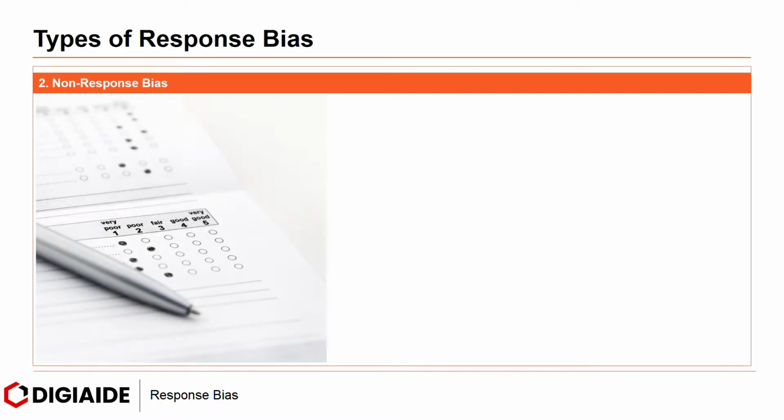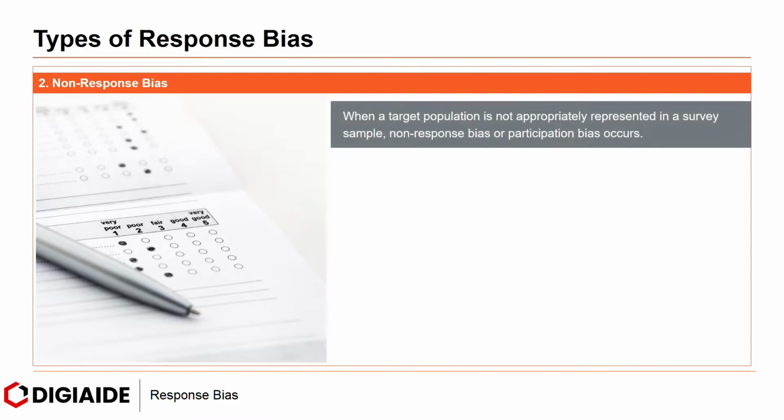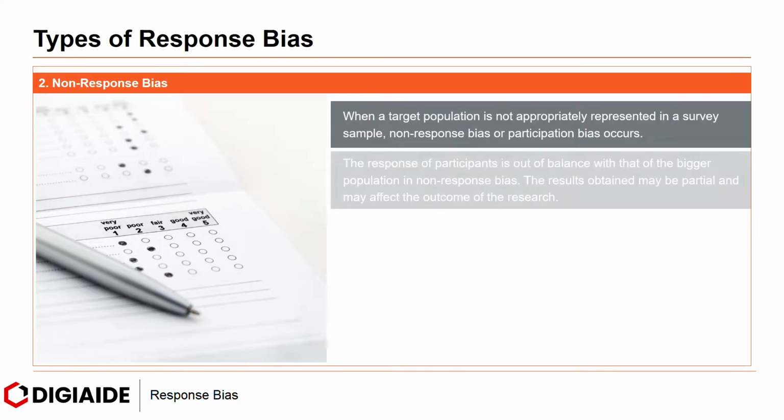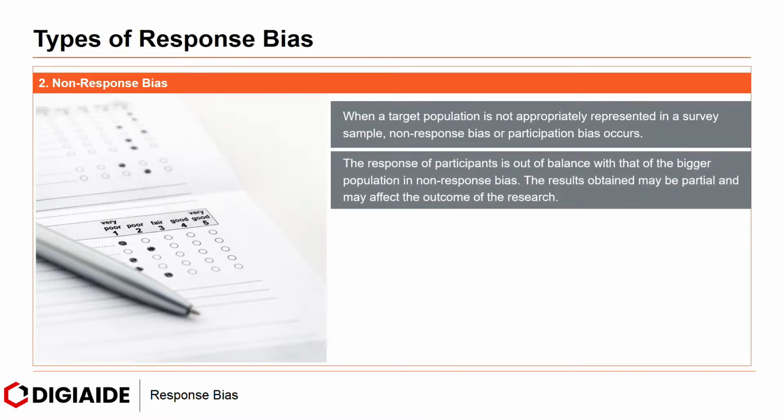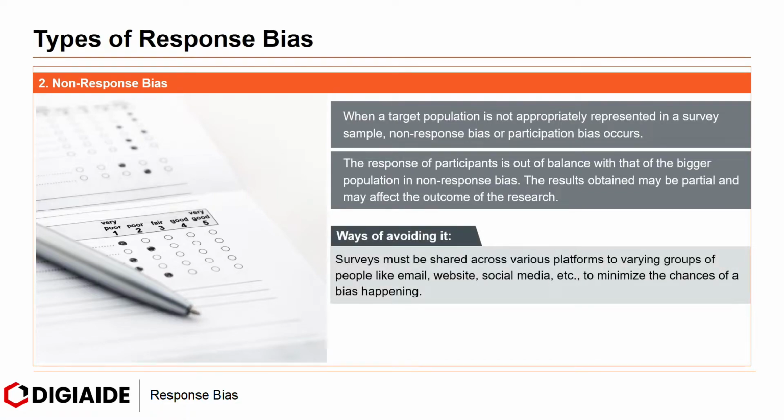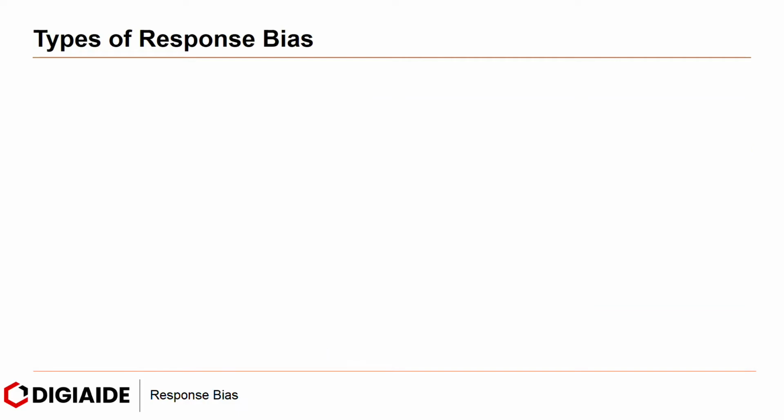Next, non-response bias. When a target population is not appropriately represented in a survey sample, non-response bias or participation bias occurs. The response of participants is out of balance with that of the bigger population in non-response bias. The results obtained may be partial and may affect the outcome of the research. Ways of avoiding it: surveys must be shared across various platforms to varying groups of people through email, websites, social media, etc. to minimize the chances of a bias happening.